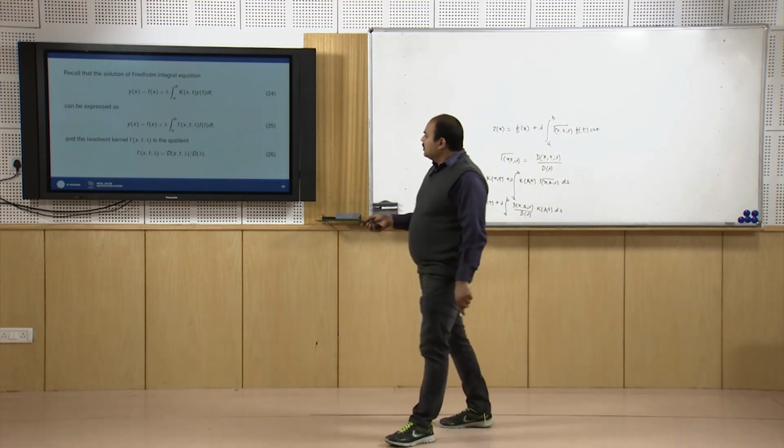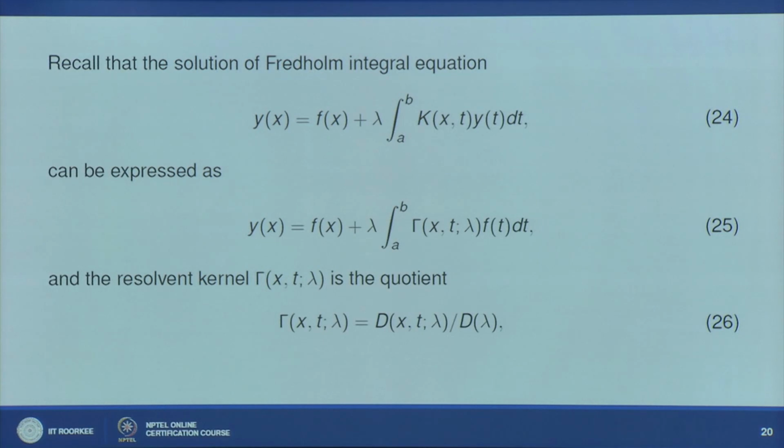So it means that to find this, we try to find D(x,t;lambda), because D(lambda) we have already obtained.